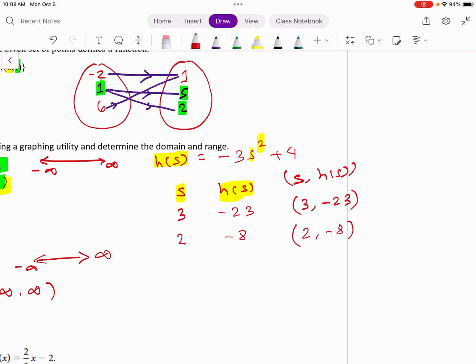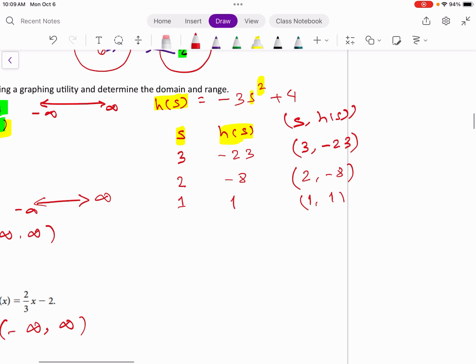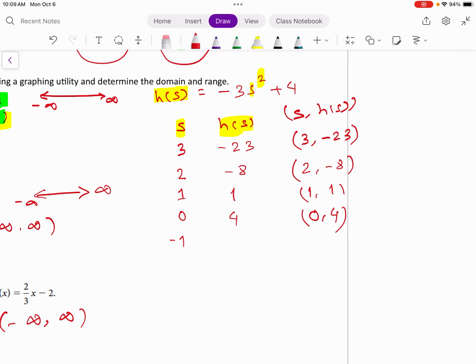Now let's take 1. If our input is 1, output will be negative 3 times 1 squared, that is negative 3 plus 4, that is 1. So 1, 1. Let's take 0. If our input is 0, you replace s by 0, we get 4. So 0, 4. Now let's take some negative numbers, okay? Let's take negative 1. If our input is negative 1, what will be our output? Negative 1 squared is positive 1 times negative 3, negative 3 plus 4, positive 1.